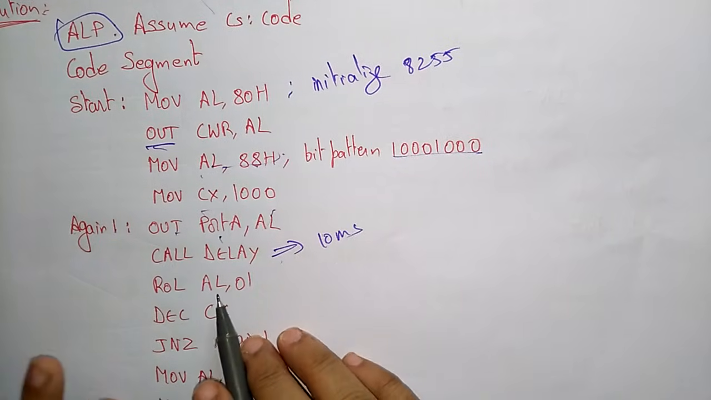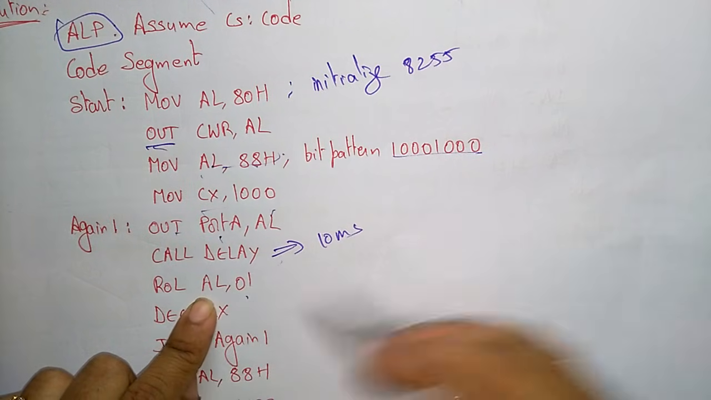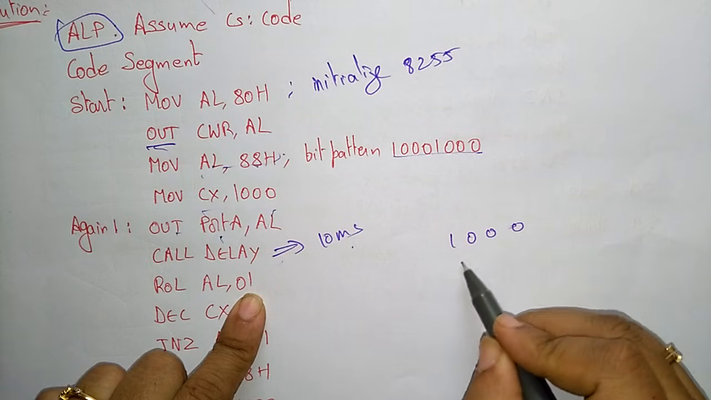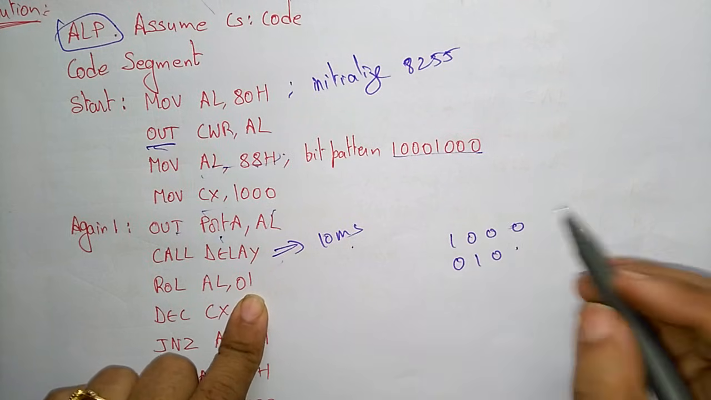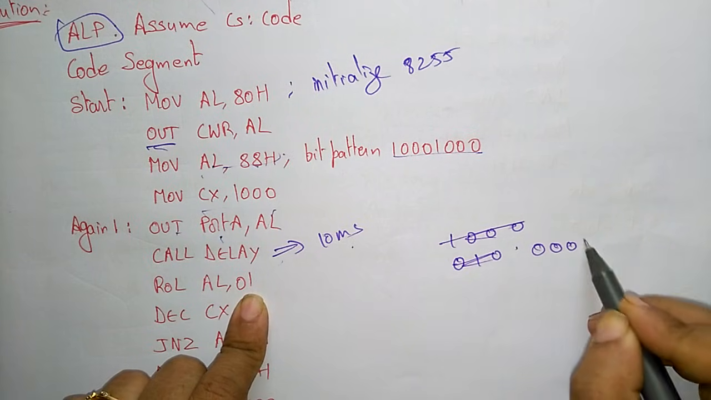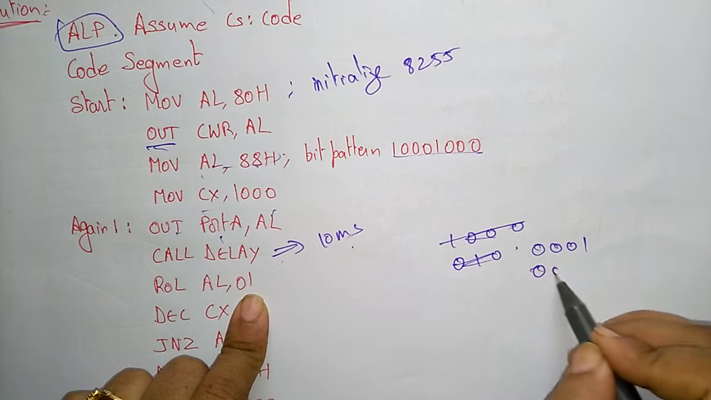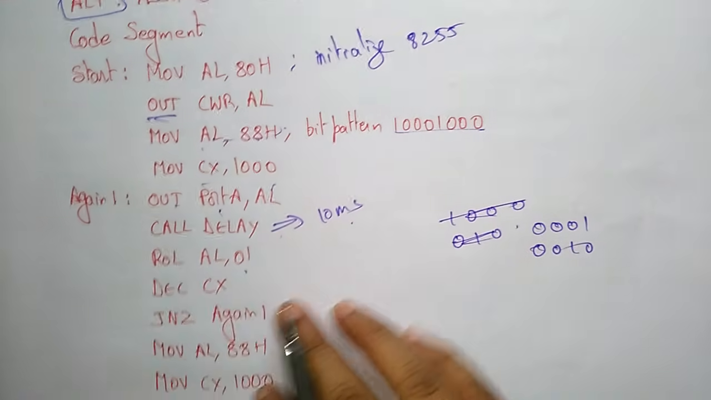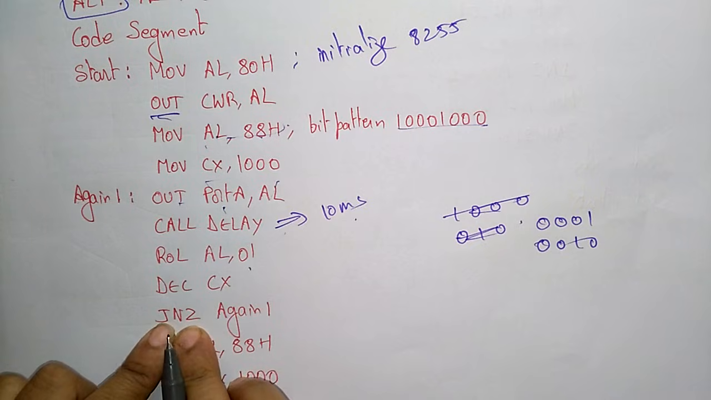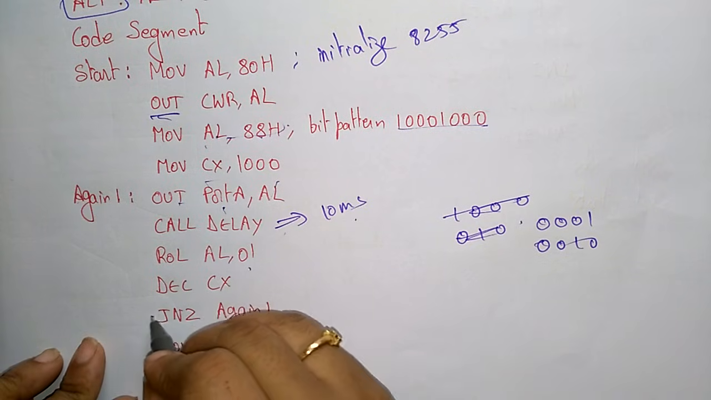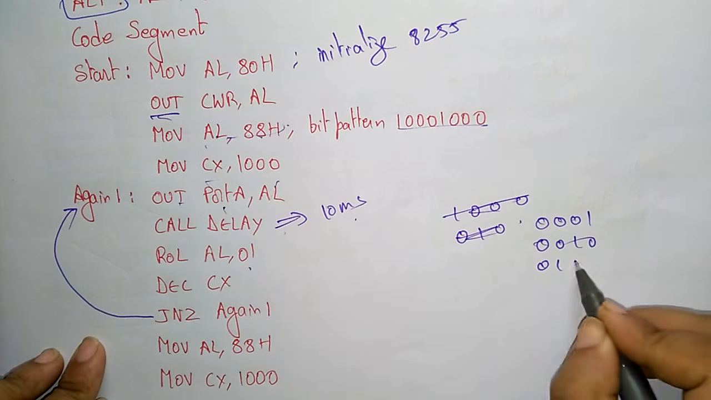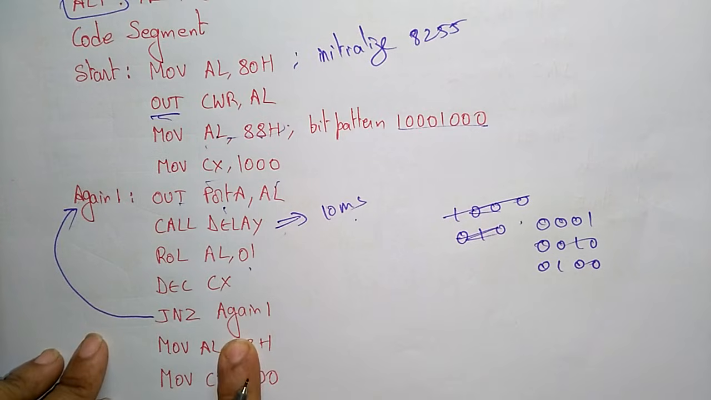Now it starts rotating. Rotate left. So 1 bit it is rotating. Suppose 1000 is there, it is moved to 0100 on the left. It is moving the bits to the left side. So now let's take 0001, moving to the left side, 0010. Rotate left. It is checking whether the decrement count is 0 or not. If it is not, jump not zero, go to again. Now again rotate, 0100, until the count becomes 0.